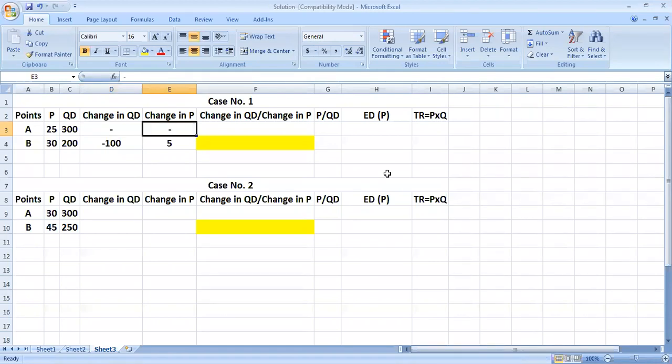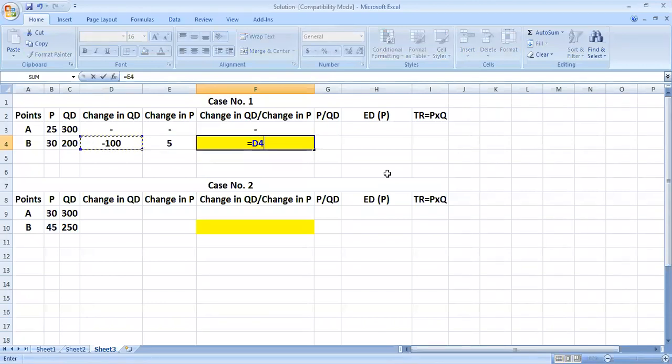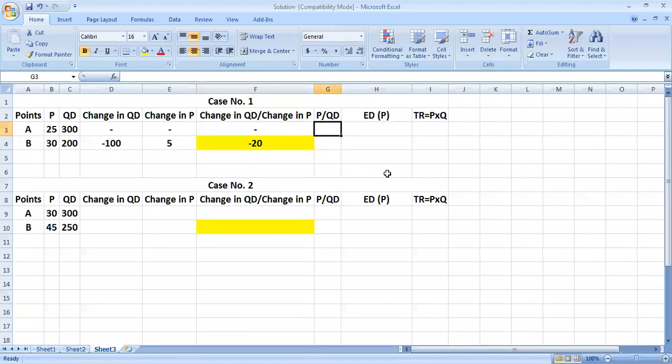Now let's take the ratio of the change in quantity demanded to the change in price. The change in quantity demanded is minus 100 and the change in price is 5, so the ratio is minus 20. Now let's divide price by quantity demanded at point A. It is 25 divided by 300, and the answer is 0.08. Now let us divide 30 by 200 to obtain 0.15.